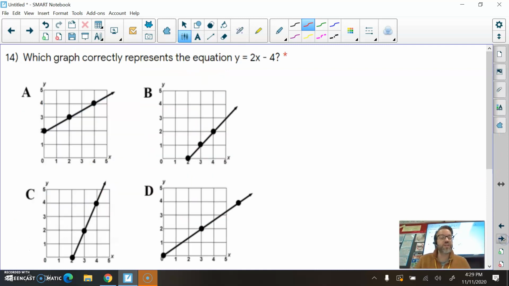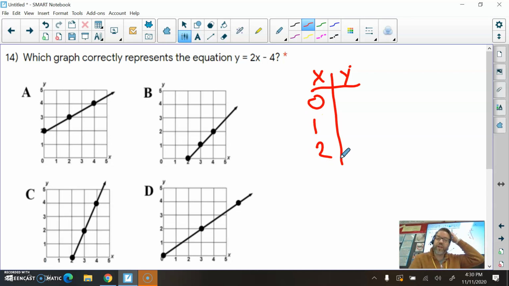All right, number 14. Which graph correctly represents the equation y equals 2x minus 4? Do not try solving this problem unless you first make a table, an xy table. Once you do that, it'll be really easy to spot which graph is correct. So what you can do is, since my graphs for my x values go from 0 to 5, let's just try a 0, a 1, a 2, and then we'll go from there. Okay? So if x is 0, 2 times 0 is 0. 0 minus 4 is negative 4. We haven't really worked much with the negatives.